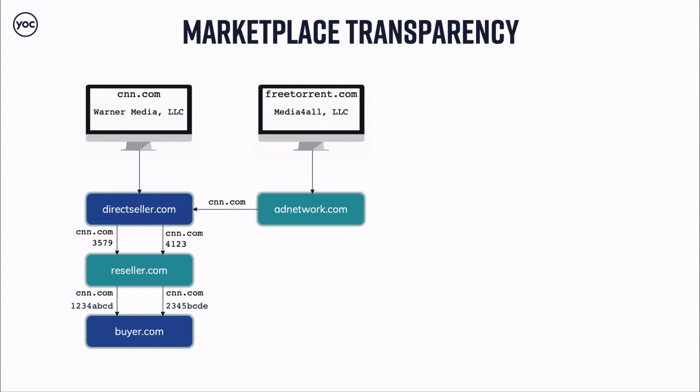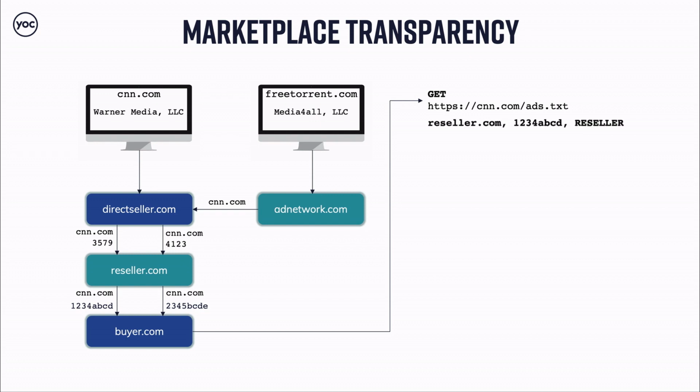What would the buy-side platform do in order to validate if the reseller is actually legit to sell the inventory from cnn.com? They're going to go and find the ads.txt file on cnn.com, and what they're probably going to find is the string mentioning reseller.com as an authorized seller of the inventory from CNN. 1234 ABCD, that's the only possible ID that could be found there, because CNN doesn't work with the ad network but works with the direct seller.